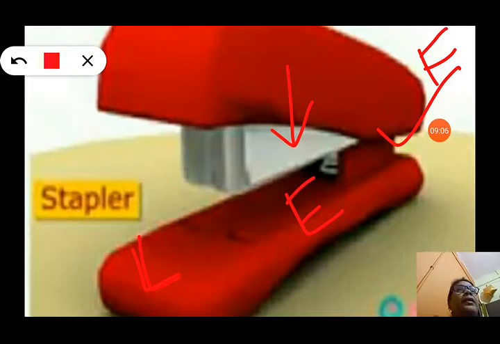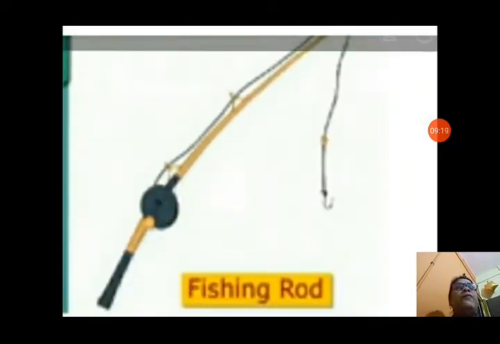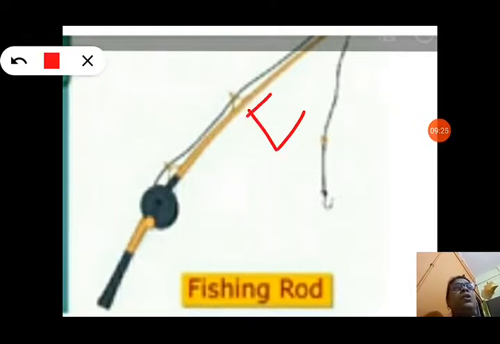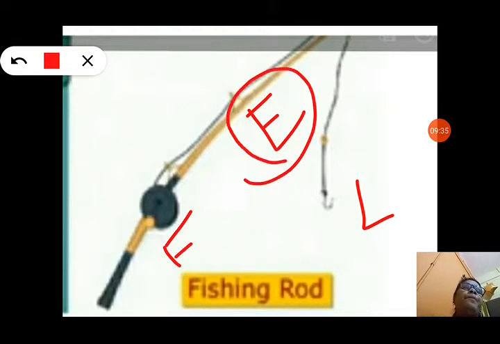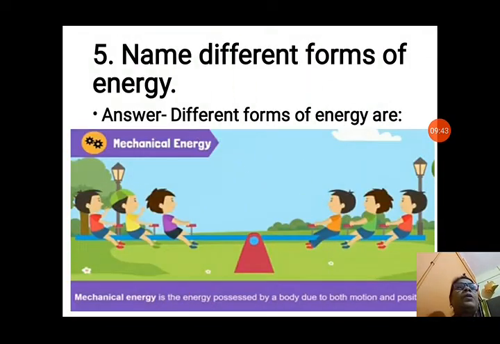So, load and fulcrum are on either side of the stapler and effort is in between the load and fulcrum. So, it is a third class lever. In fishing rod also we can see the effort is put from the middle. Here the effort is in the middle, load is here, load is the fish whatever we are lifting, and fulcrum is here, from here the rod is moving. So, in this also effort is in the middle of the load and fulcrum. So, this is also a third class lever. You can see the picture. Now, next. Question number 5.